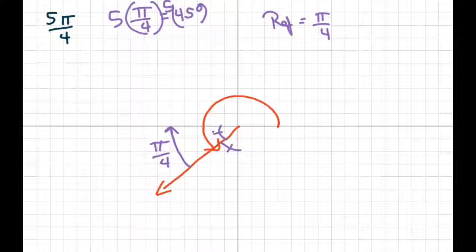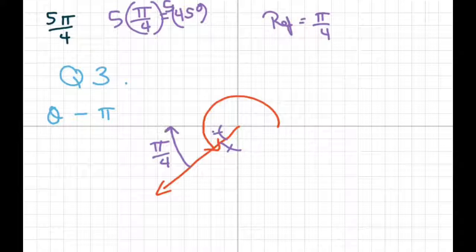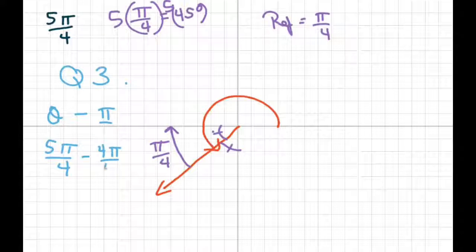However, since we're in quadrant 3, the rule is you take your angle minus pi. So our angle is 5 pi over 4 minus pi, which, for us to have the common denominator, is 4 pi over 4, and that gives you your pi over 4.